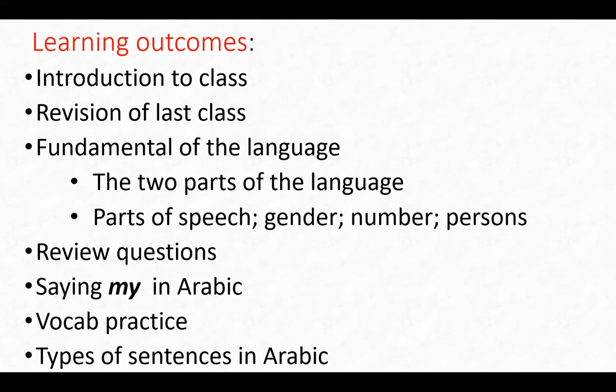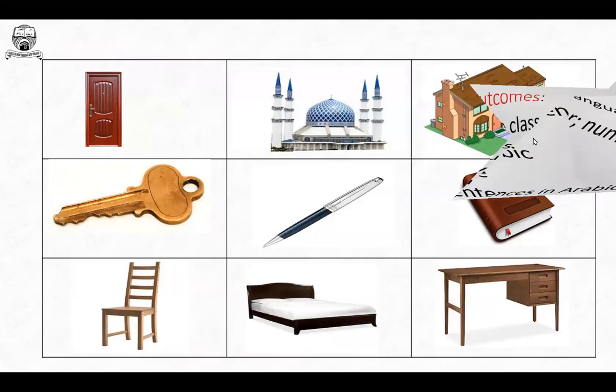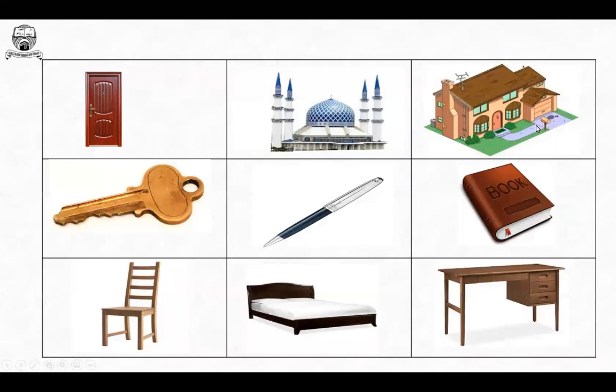So a quick review of the vocabulary that you would have done, right? And I'm going to quickly go through. هذا باب، هذا مسجد، هذا بيت، هذا مسجد، هذا باب، هذا كتاب، هذا قلم، هذا مفتاح.